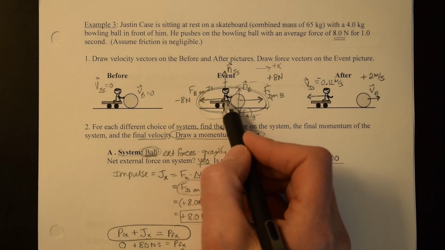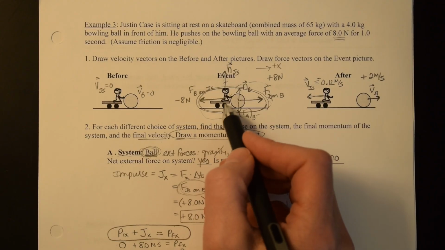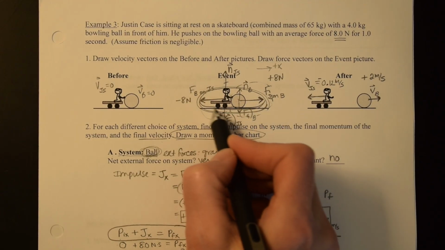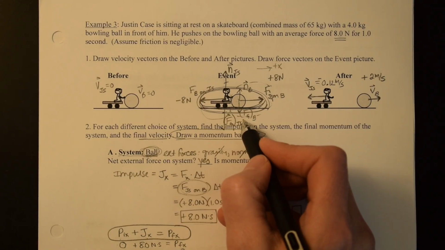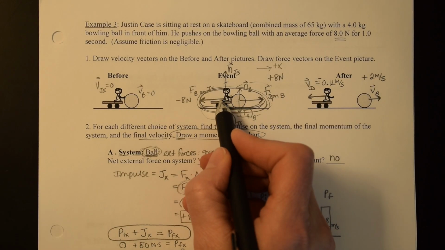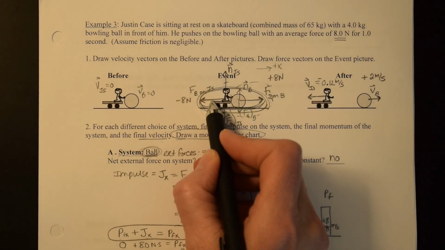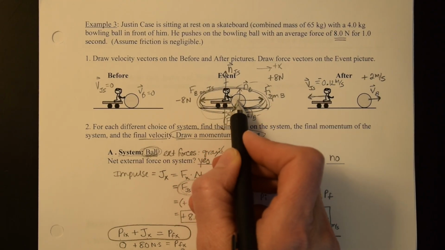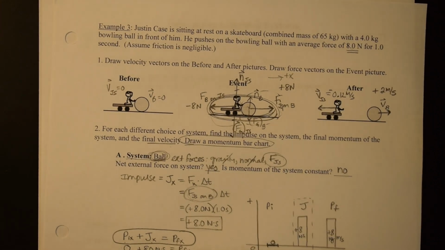Well, the normal force is external. Both normal forces are external because they're caused by the ground, and the ground is not in the system. I should draw the system oval more like that to not include the ground. The force of gravity is external because that's caused by an interaction with the Earth, and the Earth is not in the system. But these forces, the force of Justin and the skateboard on the ball and the force of the ball on Justin and the skateboard, those are internal because those are forces resulting from an interaction with another object that's inside the system.